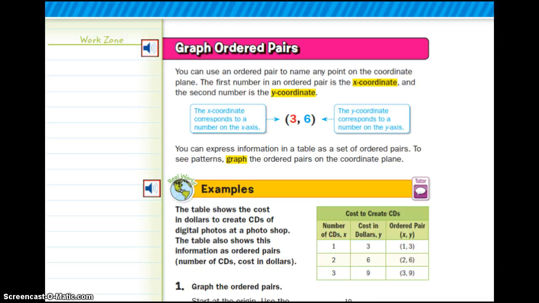Turn the page. So just to recap, our x-coordinate is the first letter in the alphabet when we're talking about x, y, z, and then y is the second. In the case of our example previously, it's 3, comma, 6.